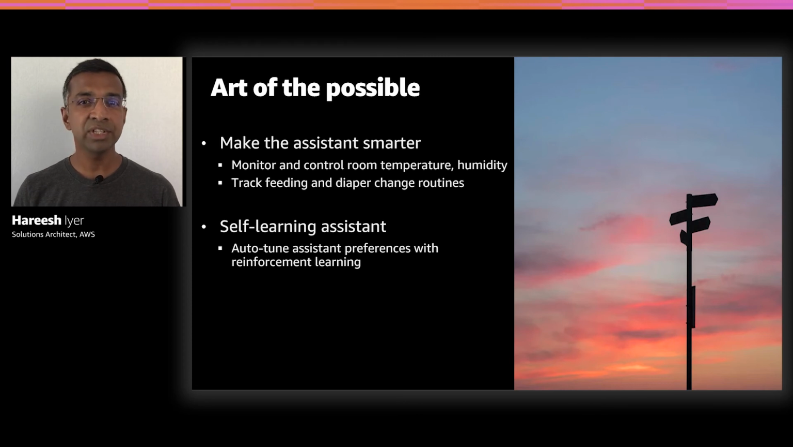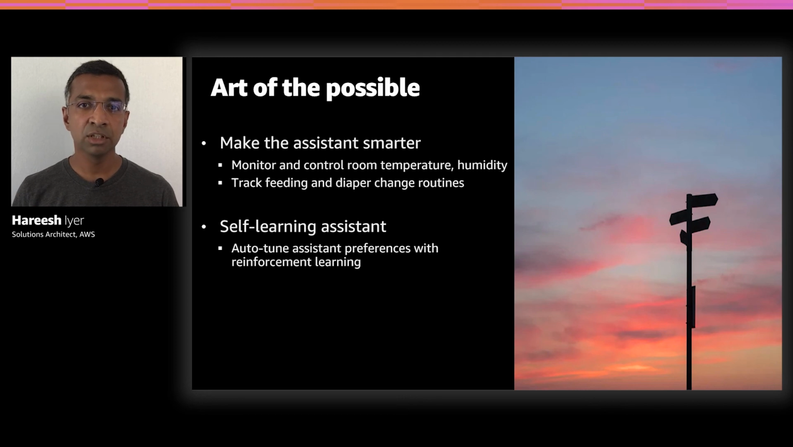Before I let you go, I want to share a couple of thoughts on how you can make the smart assistant smarter. First, the AWS IoT services lets you interact with a number of smart devices and sensors. So you can use them to collect more data and take actions based on them. For example, you can have a temperature and humidity sensor in baby's room and use that to determine the ideal ambient conditions in the room and control a smart thermostat based on that. You can also collect data on diaper changes and feeding and let the smart assistant alert you if there is a significant deviation from the regular routine.